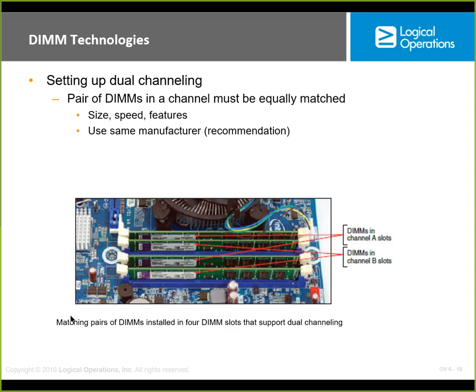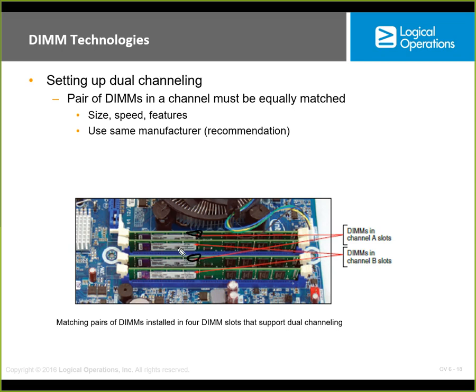This one is setting up a dual channel. The pair of DIMMs in the channel must be equally matched: size, speed, features. Manufacturer is not necessary, but it's a good idea to have the same manufacturer. And here it says DIMM in channel A slots, and if you look at the channel A slots, it's going to be this DIMM and this DIMM.